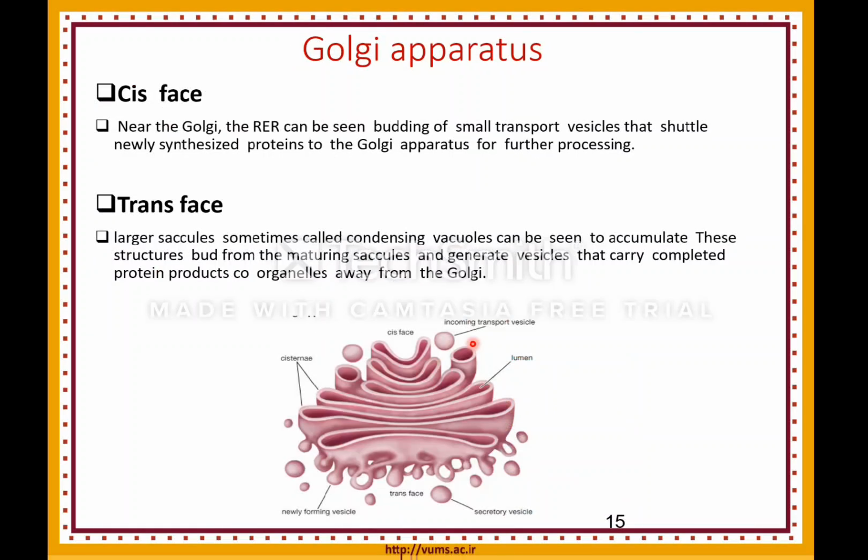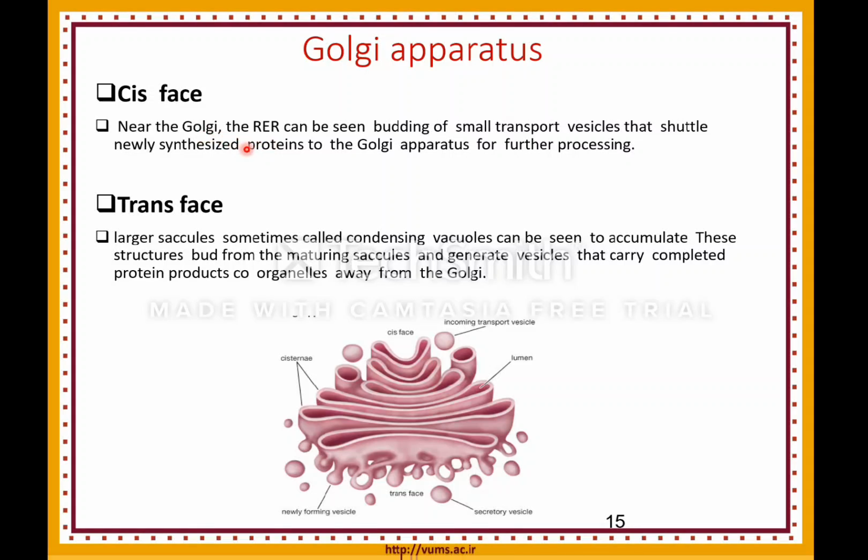It includes some cisternae, one of which is toward the RER or SER, and the other is toward the cytosol or cell membrane, and between them there are other cisternae. The cisterna that is toward the RER or SER is named the cis phase or reception phase.